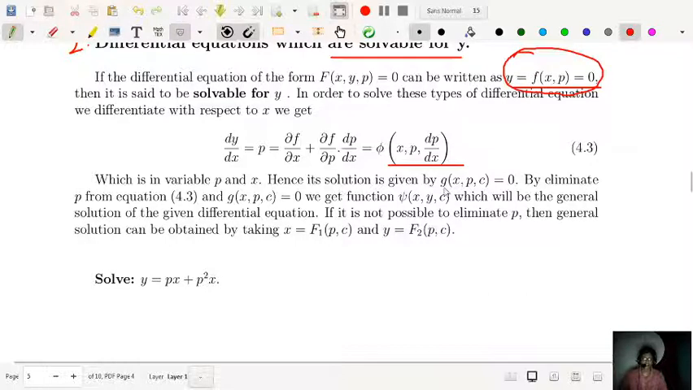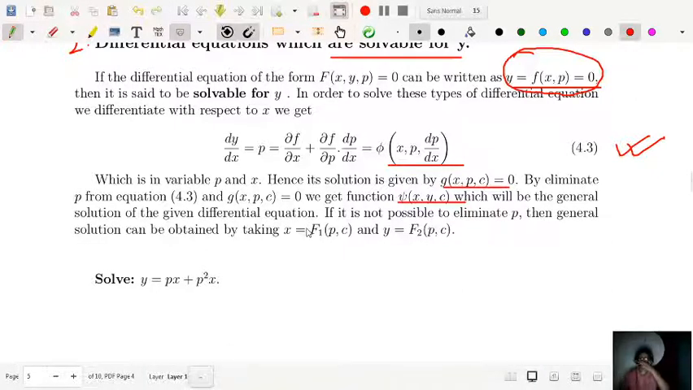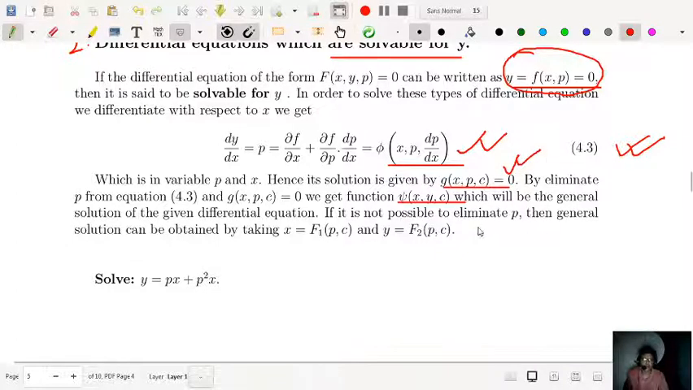Now hence its general solution is given by a function of x, p, c. By eliminating p from this equation 4.3 and from this general solution, we can get a function of x, y, c, which will be the general solution of the given differential equation. Okay, so after solving you will get the general solution in terms of p. By eliminating p between this and this solution, we will get a function of x, y, c, which is the general solution of the given differential equation.